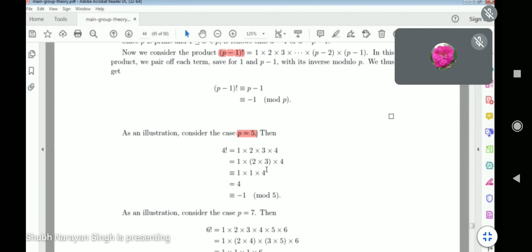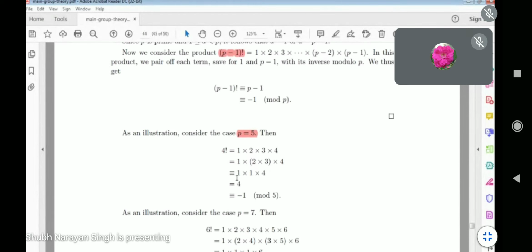Now think about the modulo 5 system. In the modulo 5 system, 1 can be written as 1, and this product 2 into 3 is the number 6, and 6 in modulo 5 is nothing but 1. So this element I write 1.